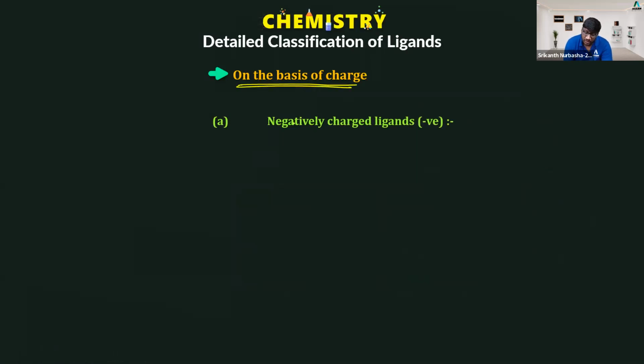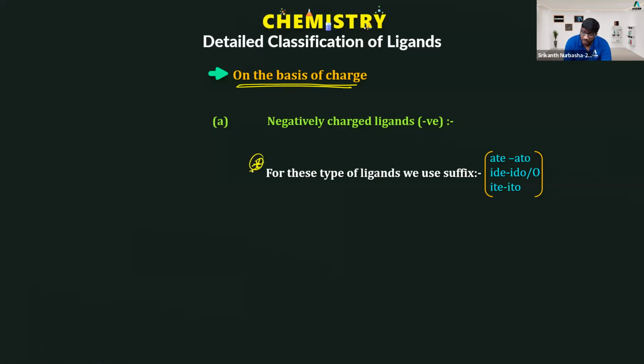On the basis of charge, we can have negatively charged ligands, positively charged ligands, and neutral ligands. Let's first list out the negatively charged ligands and write down this point. For these types of ligands, we use the suffix ato. If we have the ending ate, like sulfate, it means sulfato you have to write. Chloride, chlorido. Sulfite, sulfito. Yes or no? Ate has to be replaced with ato. Ide has to be replaced with ido. Like chloride means chlorido or chloro. Both are the same. Sulfite, sulfito. Nitrite, nitrito. So like that, the suffixes have to be changed.